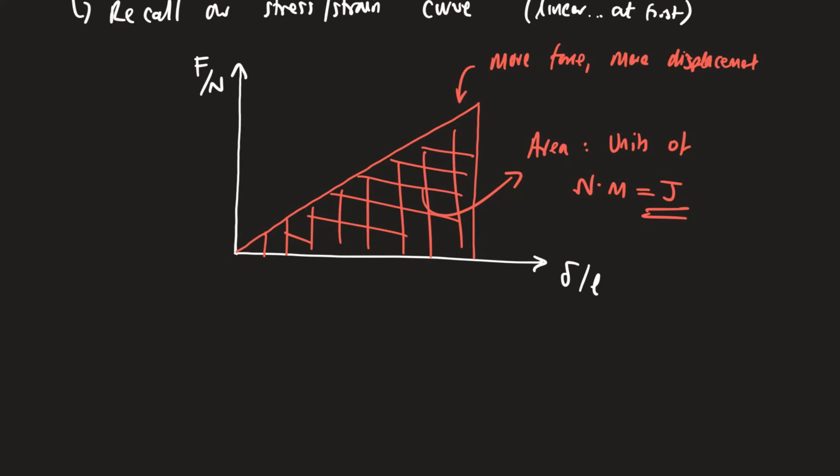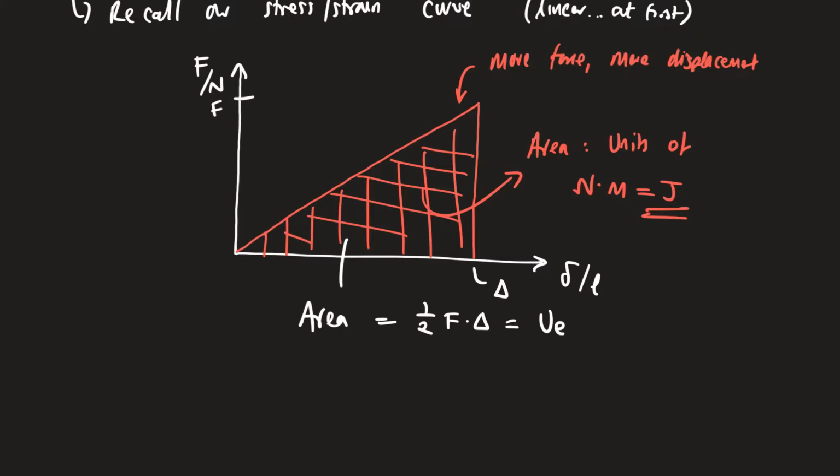Now, to determine the area here, we can see that the area is going to be equal to a half multiplied by force multiplied by whatever our displacement here is. So we say that if we take our final displacement as being big delta, our final force as being F, then this is equal to our external work done, UE.